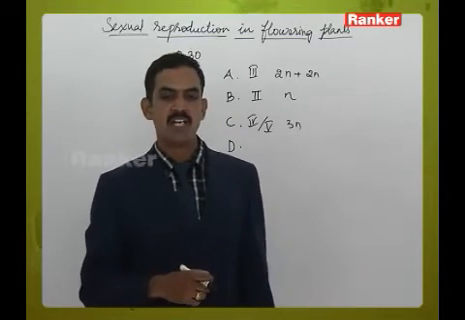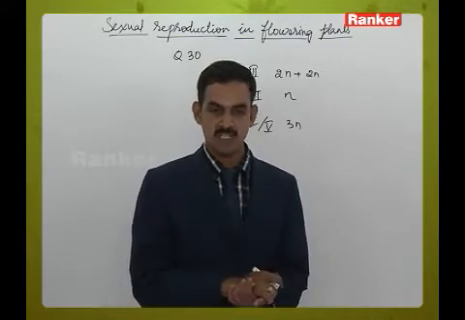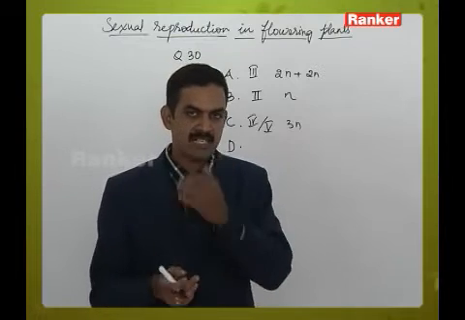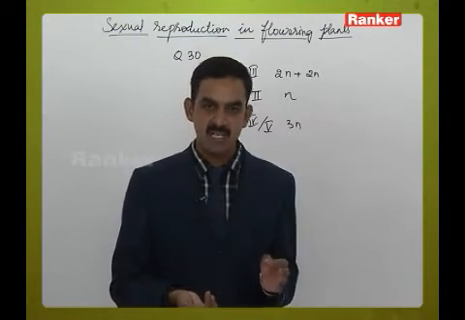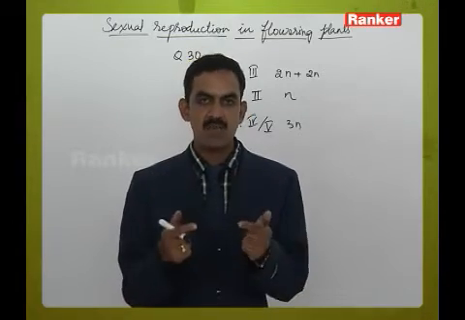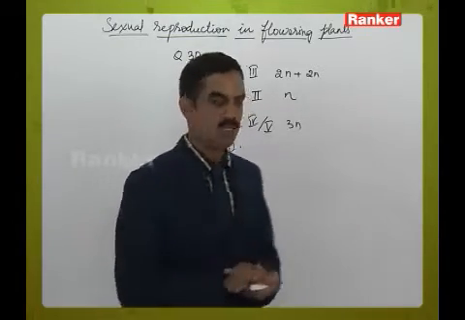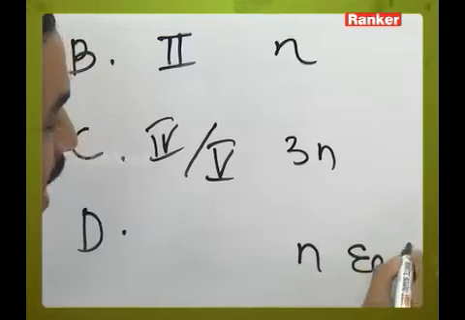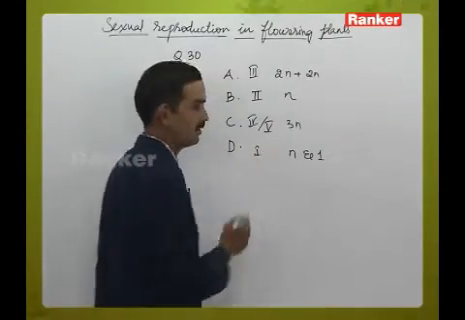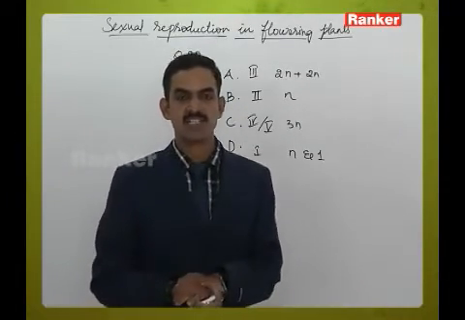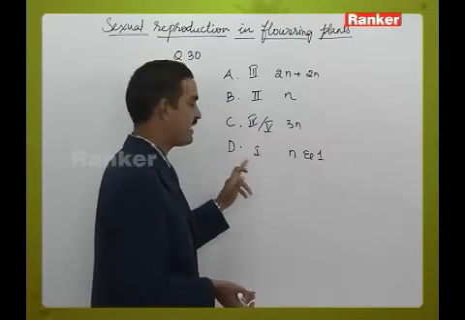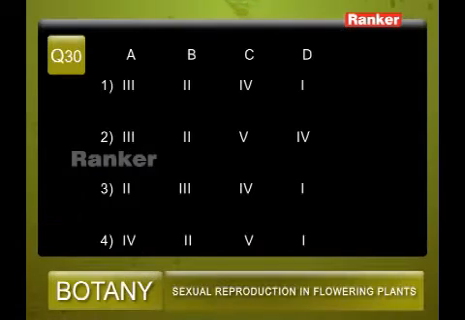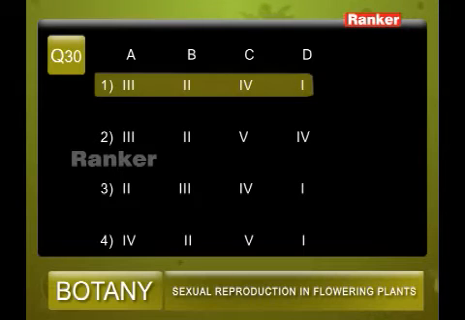D, ploidy of microspore and number of genomes in it. Microspore is nothing but the pollen grain, which is formed as a result of meiosis. So it will be haploid, and haploid means N, which contains only one genome. So N and 1 is correct, that is 1. In the given options, A is 3, B is 2, C is 4 or 5 and D is 1. So it exactly suits answer number 1. So question number 30, answer is 1.